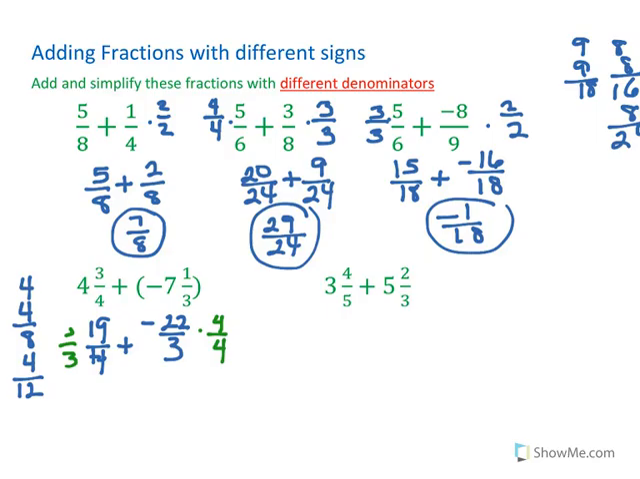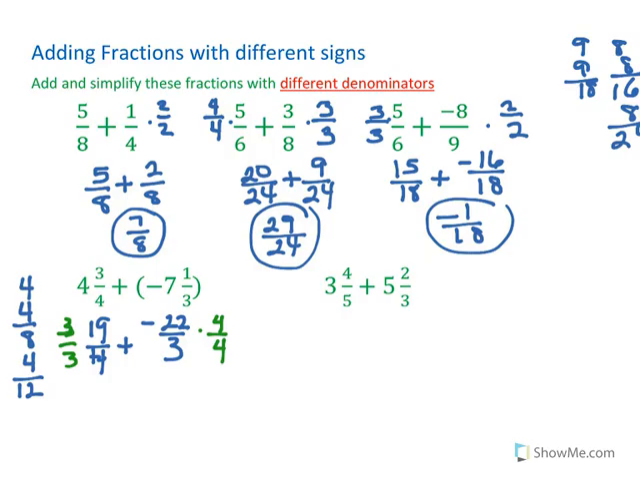And the thing is 3 and 4 are relatively prime, which means they have no common factors. So it's going to be the product of the two numbers. And that will always work. But you wouldn't want to use that for the third problem. It's just too much work, and then you have to reduce it in the end.